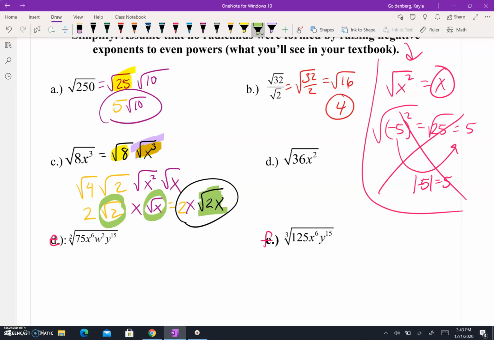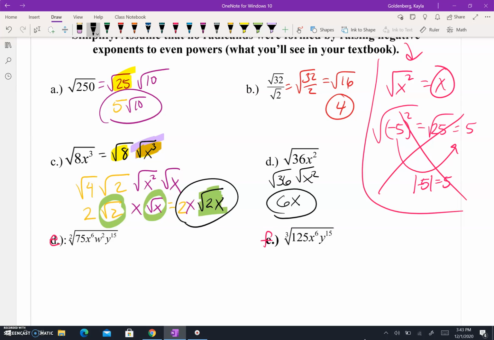We can also look at D real quick too. So I would break up this as the square root of 36 and the square root of x squared. And 6 times 6 is 36, and x times x is x squared. So this one, both of them happen to be square rootable. Part C was actually harder. I should have flip-flopped those for you guys.